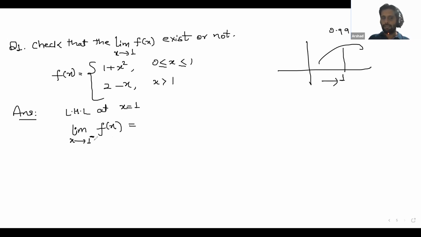LHL means left hand limit. That means we are approaching the value from the left side. So this value is close to 1 from the left side. So we will take this function: limit x tends to 1 minus of 1 plus x squared. This is the most important step of these types of questions. So everyone, please raise your hand if you understood why we have taken 1 plus x square and not 2 minus x.